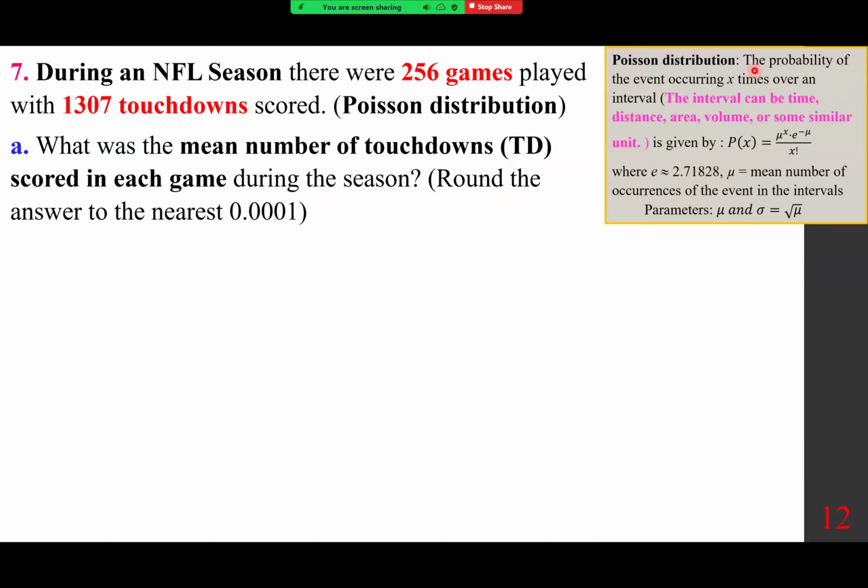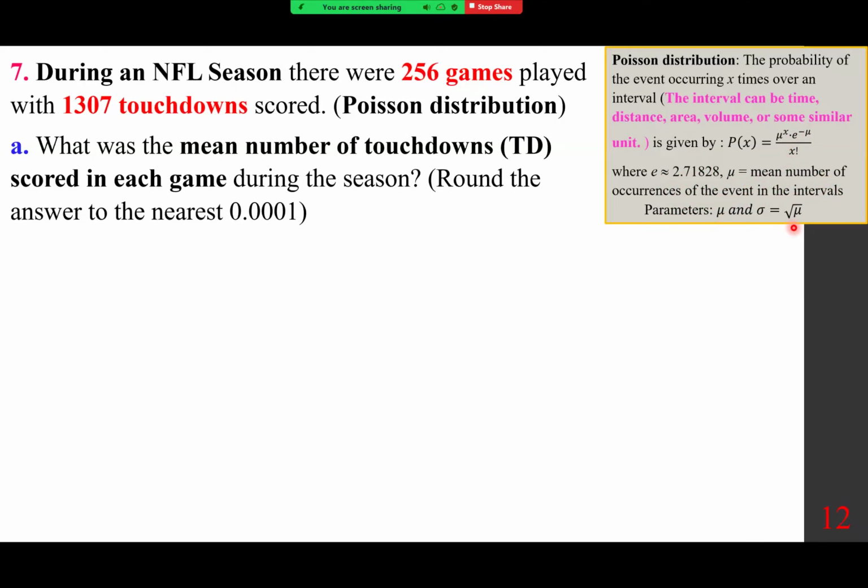So first, let's remind everybody of Poisson distribution. The probability of the event occurring X times over an interval. The interval can be time, distance, area, volume, or some similar unit, is given by P of X equals mu to the power of X, e to the power minus mu, over X factorial, where e is the base of a natural log, 2.71828 continues indefinitely. It's an irrational number. Mu is the mean number of occurrences of the event in the intervals. And the parameters mu and sigma, sigma is equal to the square root of mu.